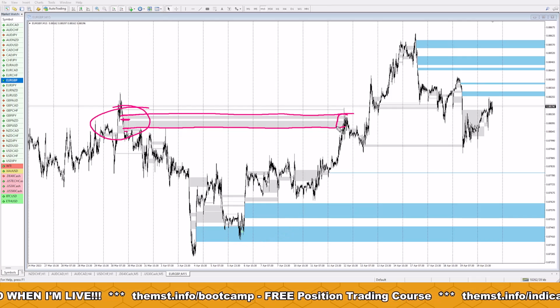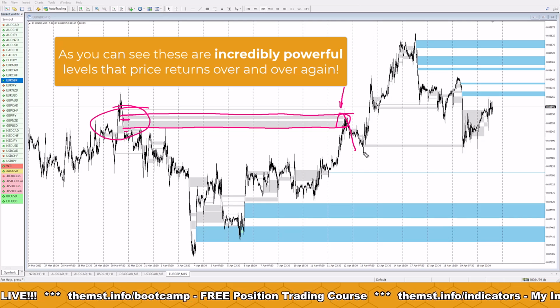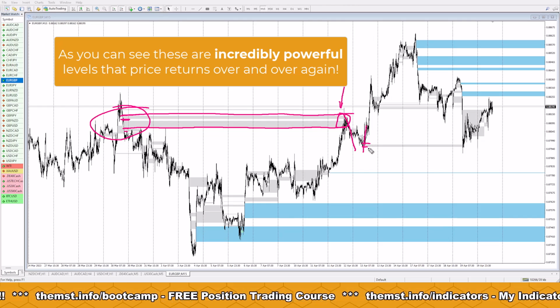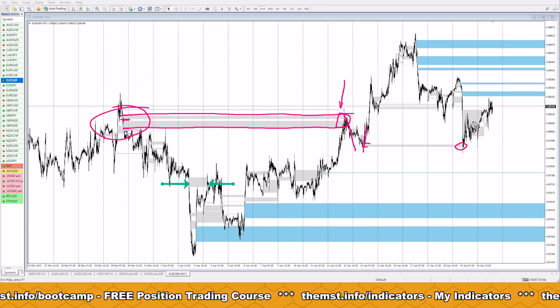As you can see, it came up, hit that propulsion gap there, and then pushed away. Same here, we pushed up, made a propulsion gap there, price pushed away from it, came back down, filled that gap, and then pushed off again.